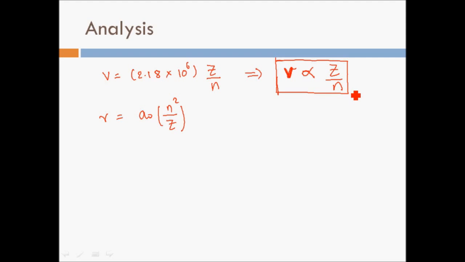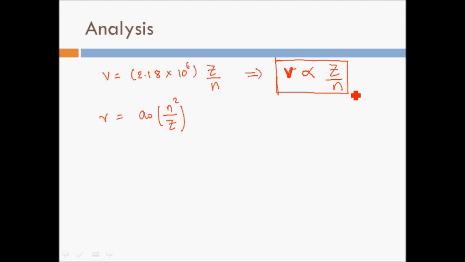You can also think of it from this perspective. A better way to explain this is that the electron is revolving due to the presence of electrostatic force, and this electrostatic force keeps decreasing as we move further away from the nucleus. If the force is decreasing, the velocity, which is a result of that same force, will also have to decrease.